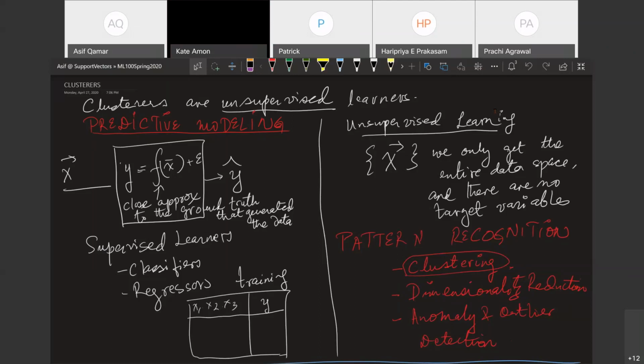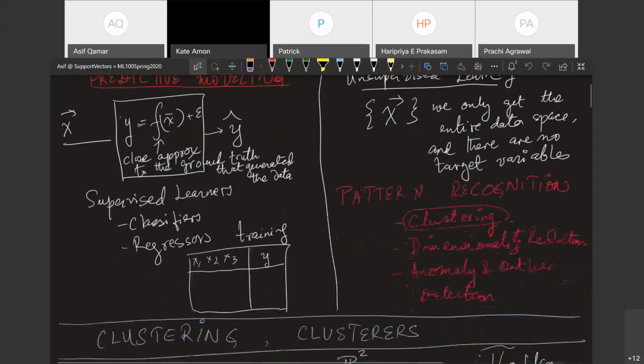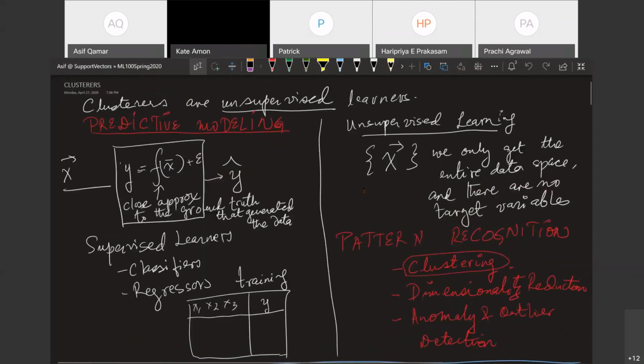On the other hand, pattern recognition is not making any prediction. It's just saying there are hidden patterns in the data, and those patterns are worth discovering. They need not even be hidden. But for a machine, it's a little bit hard to find out.